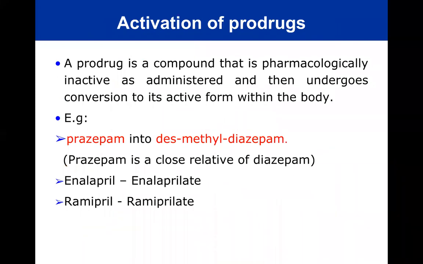Now, activation of a prodrug. This is also an expected consequence of metabolism. A prodrug is a compound that is pharmacologically inactive as administered and then undergoes conversion to its active form within the body. For example, prazepam into desmethyldiazepam. Prazepam is a close relative of diazepam, but it is inactive unless converted into desmethyldiazepam. Also, we have two important drugs, enalapril and ramipril, which have to be converted to enalaprilat and ramiprilat to produce their effects.